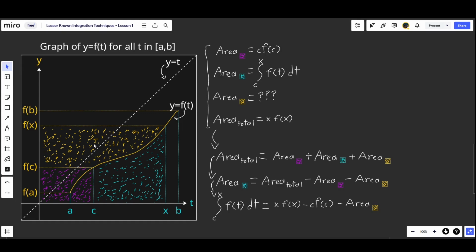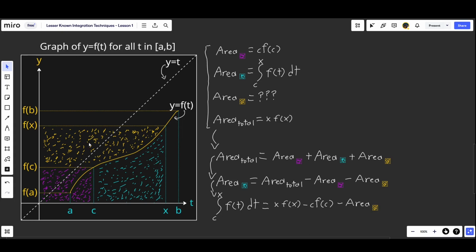I have depicted these two other areas as the magenta area and the orange area. Now, the magenta area is just a rectangle itself with a base of length c and a height of length f of c. So its area will simply be c times f of c. The orange area, on the other hand, is a bit more of a conundrum, as it doesn't have a shape that we could easily find the area of, and it looks more like the area to the side of the curve f of t rather than the area under it like the cyan area is.